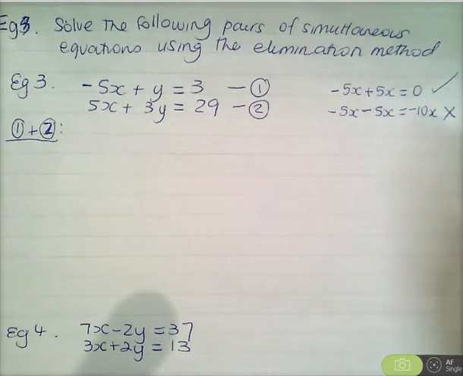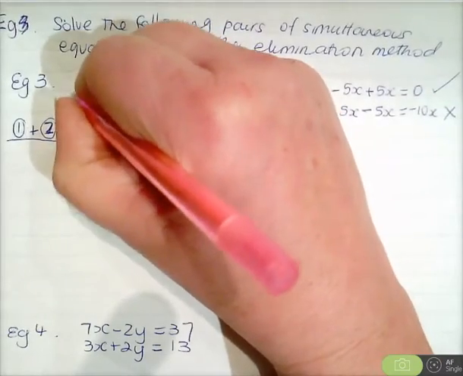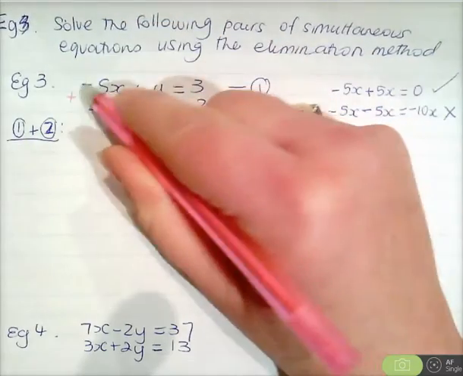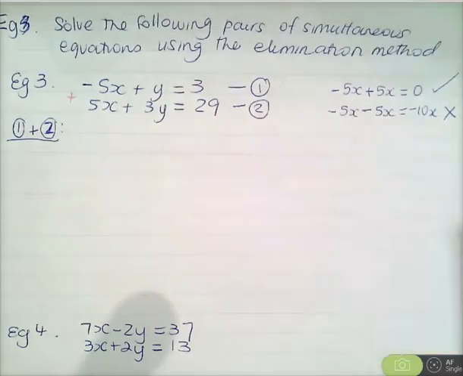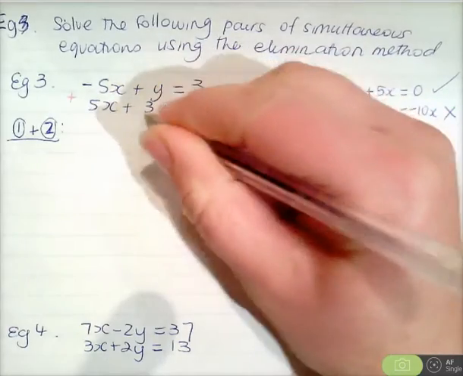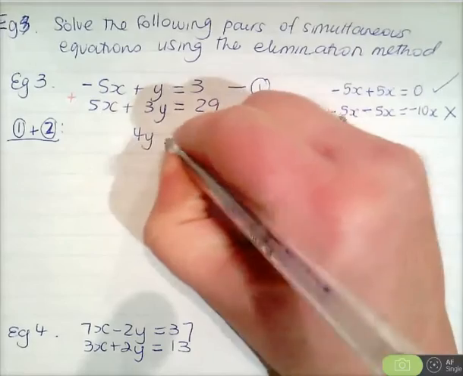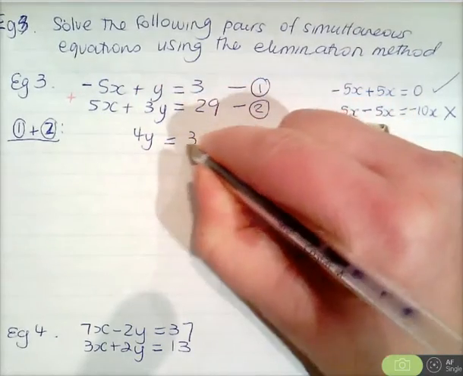So we've decided we're going to add these two equations together. So I've got equation 1 plus 2. So negative 5x plus 5x is 0. Then I've got y plus 3y is 4y. And 3 plus 29 is 32.